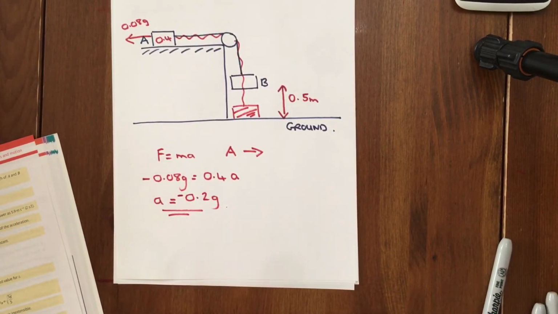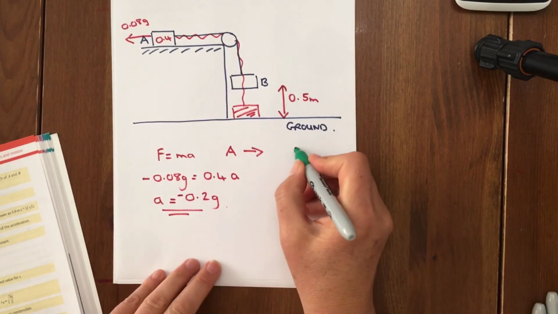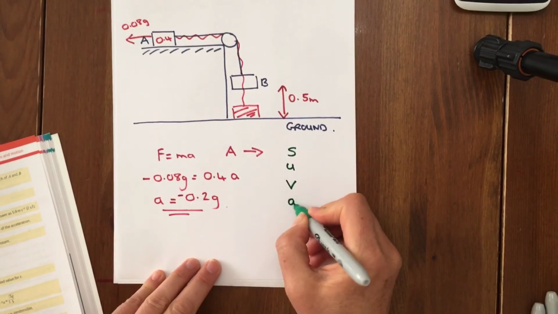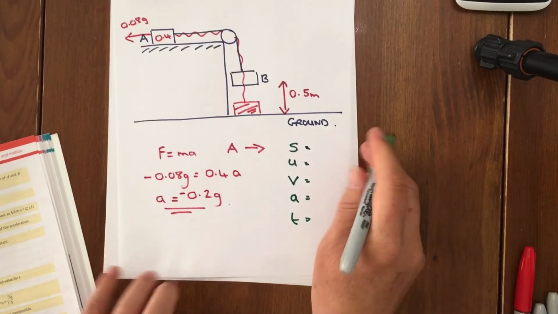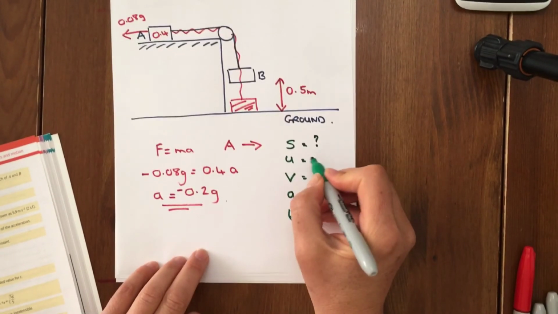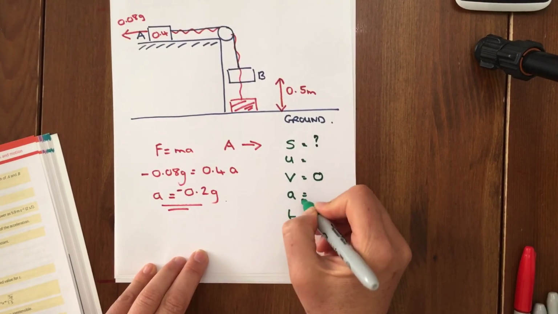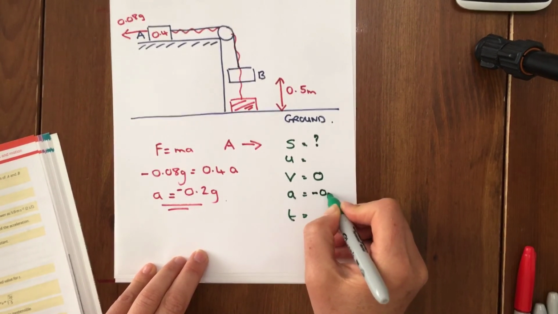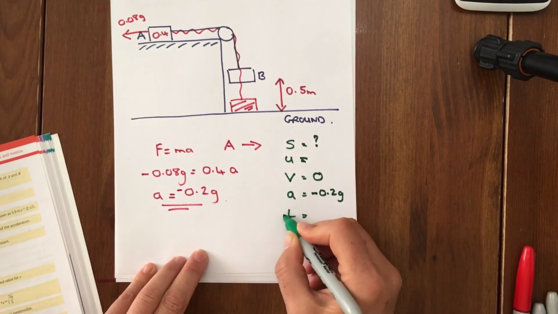So I've got my acceleration, and now I need to work out the distance that it moves. So I'm going to use SUVAT, S-U-V-A-T. So I want to find how far it travels. I know the final velocity is going to be 0 when it's stopped. I know the acceleration is going to be negative 0.2 g. Now, I don't know how long it takes, so I can't use time.